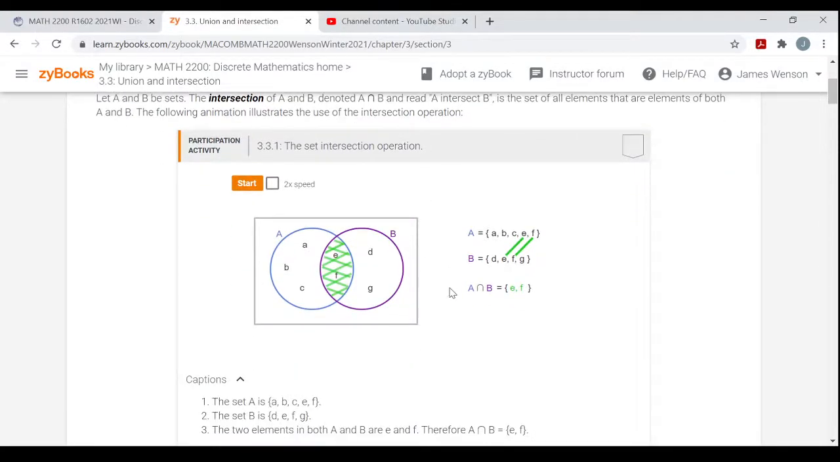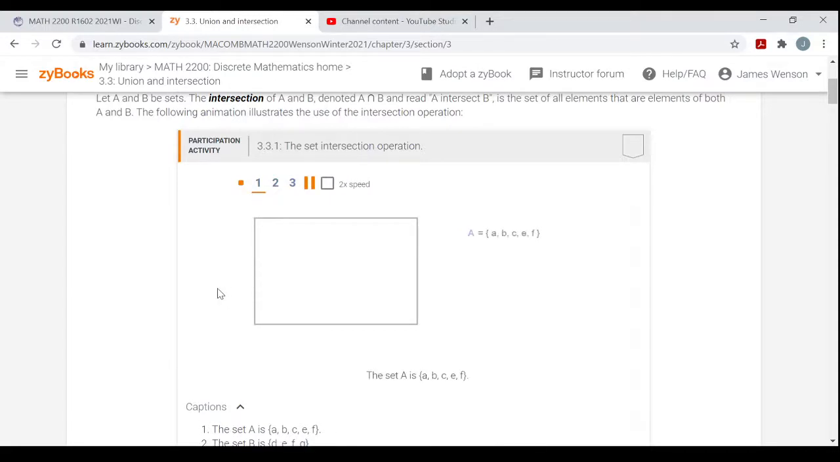Alright, so they give an animation here. I'll play this one. Set A contains elements A, B, C, E, and F. There's a little circle there with set A in it, with all the elements of A. Set B has D, E, F, and G. So there is some overlap, right? They both contain E and F.